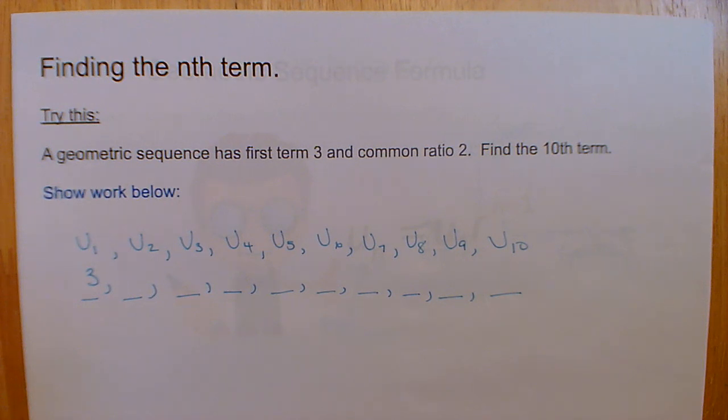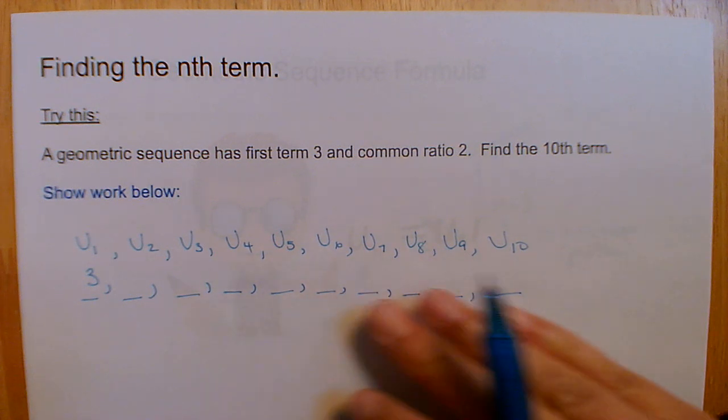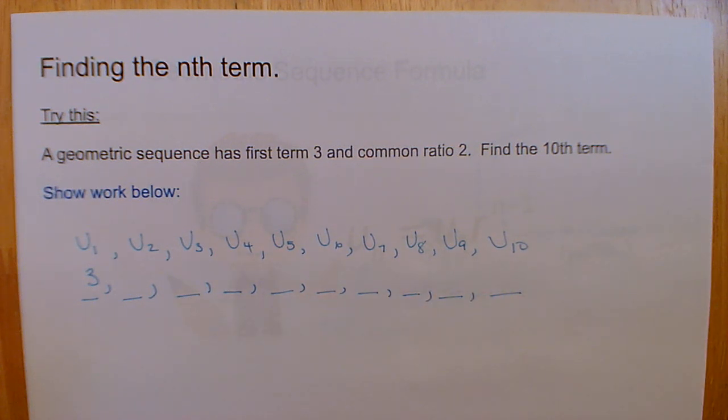So let's try. A geometric sequence has first term 3 and common ratio 2. Find the 10th term. Show work below. Now, I haven't given you a formula yet. I wanted you to try this on your own. I wanted you to think about it and see our map of our numbers and really what we're looking for.